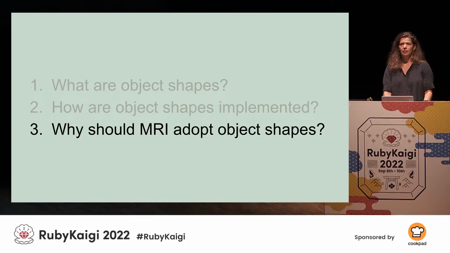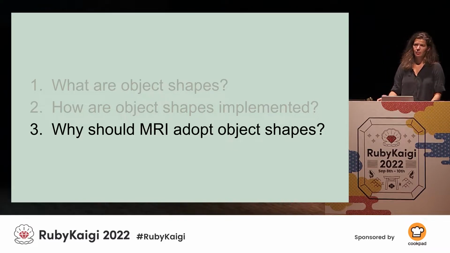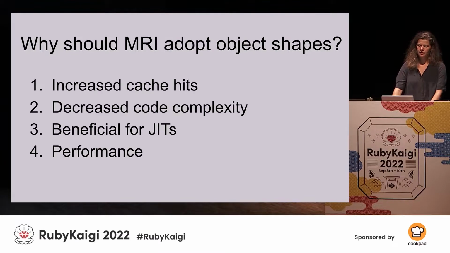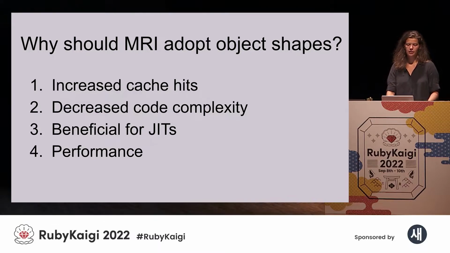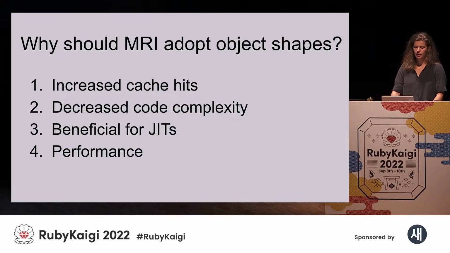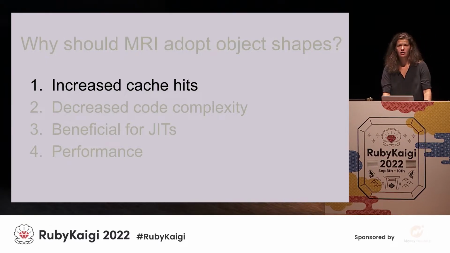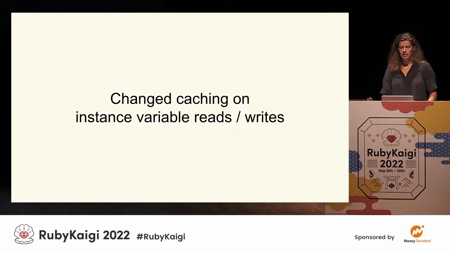So next, let's talk about the critical point here. Why should MRI adopt object shapes? There are 4 areas we're going to discuss. First, increased cache hits. Then decreased code complexity. Then we'll talk about how it's beneficial for JITs, why Kokubun and Maxime both have highlighted it. And lastly, we'll talk about performance. So, increased cache hits. With shapes, we've changed how caching works on instance variable reads and writes.